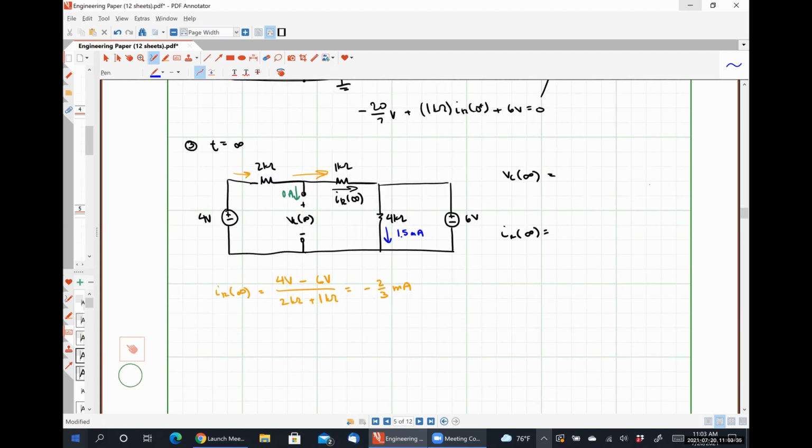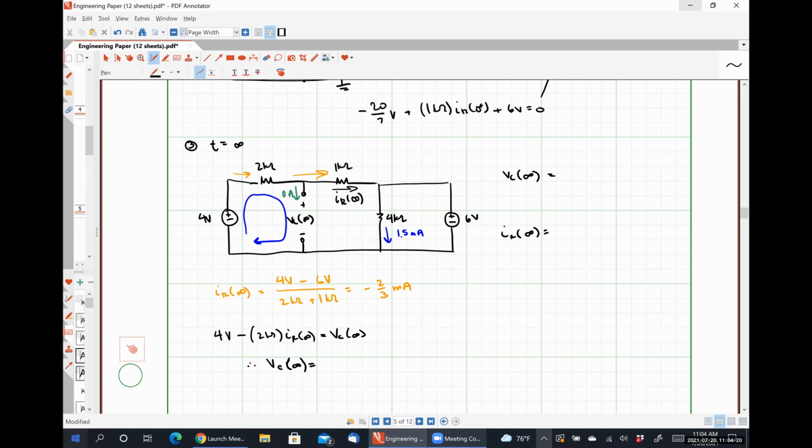I can then see, actually, I don't even need to recognize that. I take that back. I mean, there's nothing wrong with that, but I could say that 4 volts minus 2 kilo ohms times IR at infinity will be equal to VC at infinity. So what I'm doing there is just Kirchhoff's voltage law around this little loop. And I could solve that for VC at infinity.